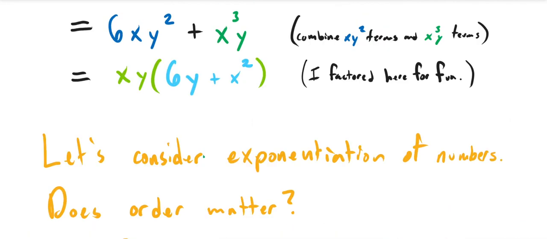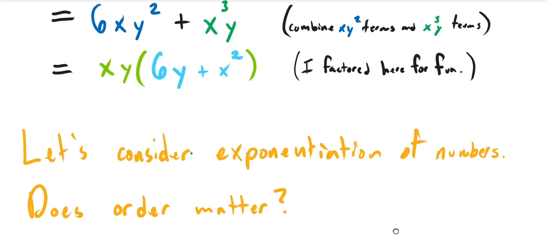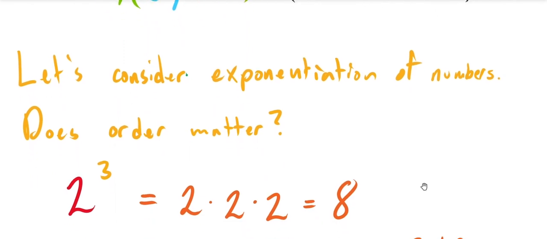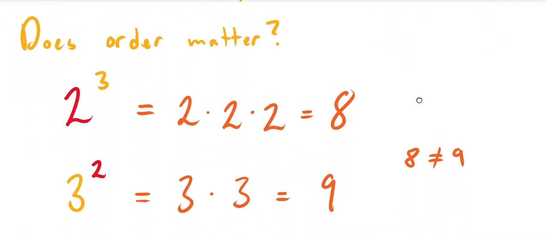So now let's go back to considering the exponentiation of numbers. Does order really matter? 2 to the third or 3 to the 2, does it matter who's in the superscript? Does it matter who the exponent is? Well, let's take a look at an example. If I have 2 to the third power, that's 2 times 2 times 2, 2 times itself 3 times. That's 8. But if I have 3 to the second power, that's 3 times 3, 3 times itself twice. Now that's 9.